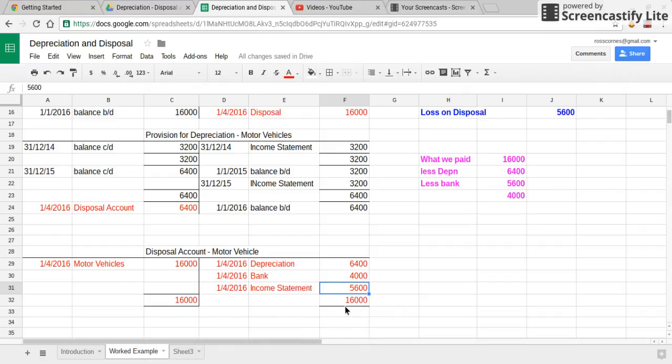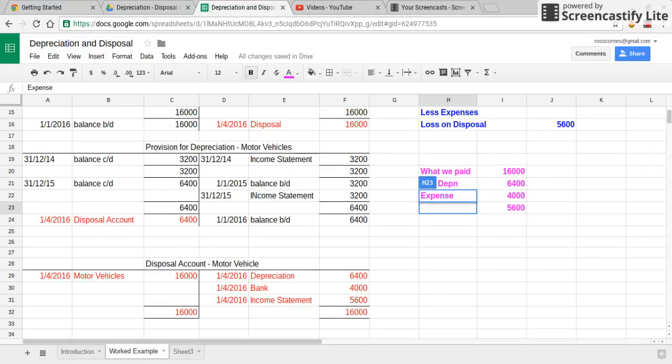If you think about the logic of that, the logic of that makes sense. We paid 16,000 for it. We've already reduced our profits by 6,400. So we thought this asset was going to be worth 9,600, but we only got $4,000 for it, and therefore we've got an expense of $5,600 that we haven't allowed for in previous years.